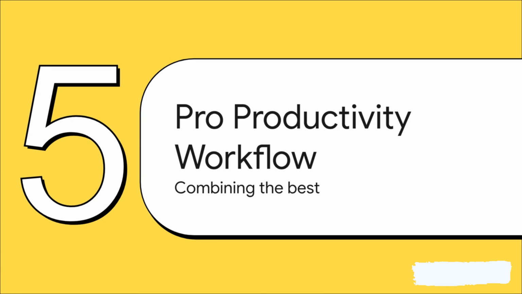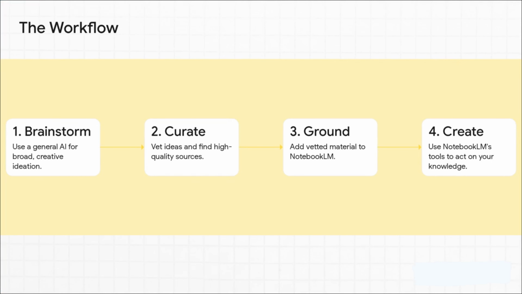Okay, let's tie this all together now into the pro productivity workflow. This is a really slick strategy that combines NotebookLM with other AI tools to get the best of all worlds. This is how you really maximize your output. So here's the workflow, broken down into 4 simple steps. 1. Brainstorm. Use a general AI like ChatGPT or Gemini to just go wide and get creative. 2. Curate. Sift through those ideas, pick the best ones, and find high-quality sources to back them up. 3. Ground. Take all that good, vetted material and put it into NotebookLM. This creates your trusted knowledge base.